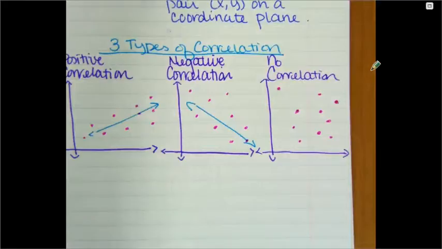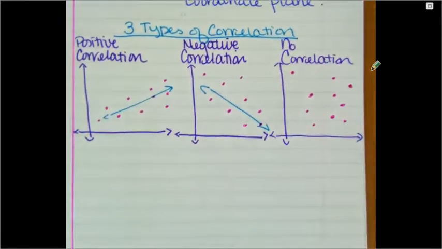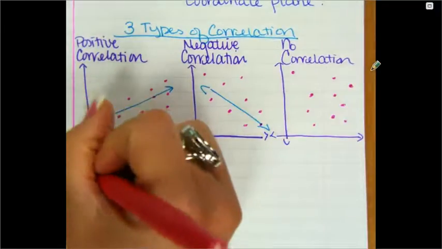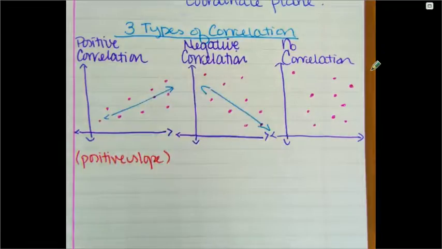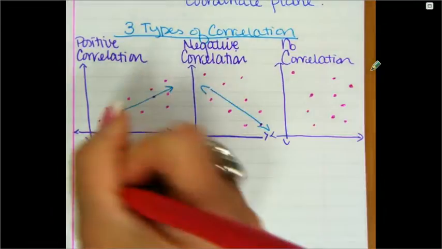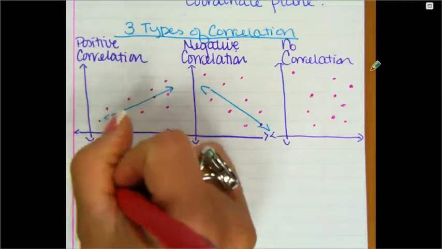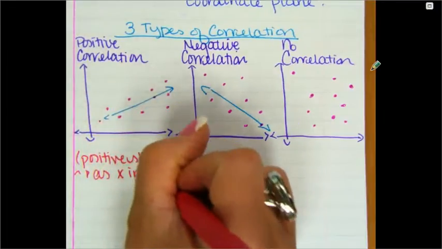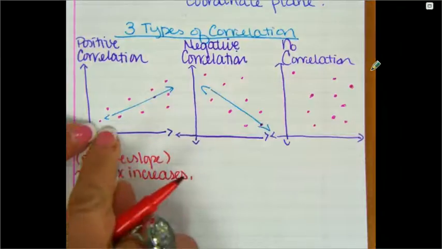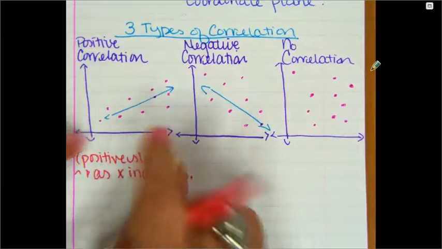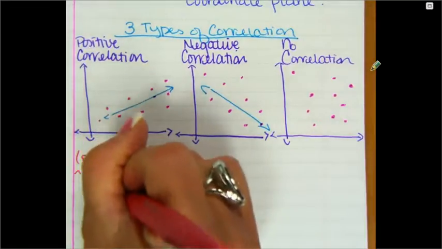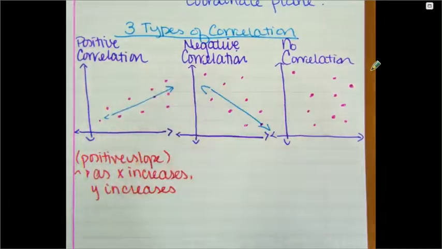Down here on the bottom, we're going to write some descriptions. For positive correlation, we're going to say it's like positive slope, and it's positive slope because as x increases, so as x goes this way, what is your y doing? It's increasing. So as x increases, y increases.